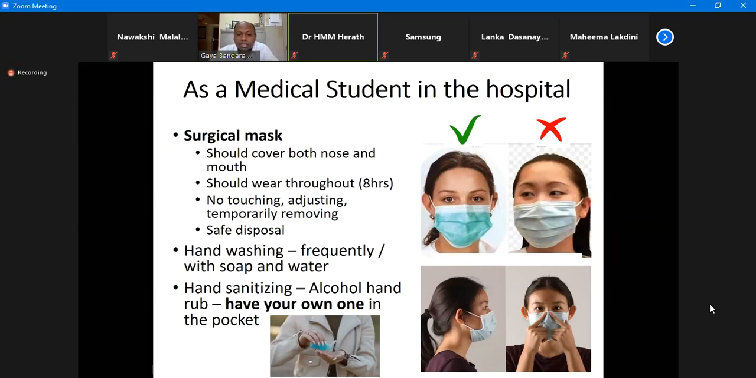As this surgical mask can collect infectious material more than the cloth mask, you should dispose of it according to the recommended way into the biological waste. You have to always maintain hand washing with soap and water. If not, use alcohol hand rubs. And I recommend you to have your own alcohol hand rub in your pocket.